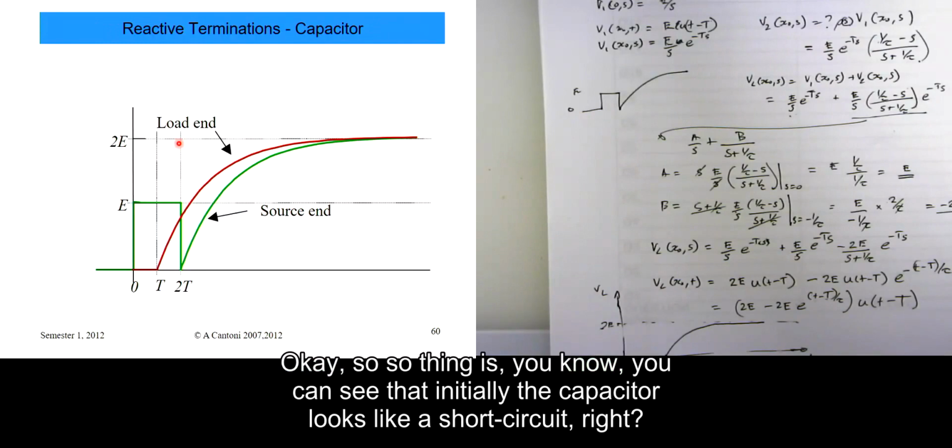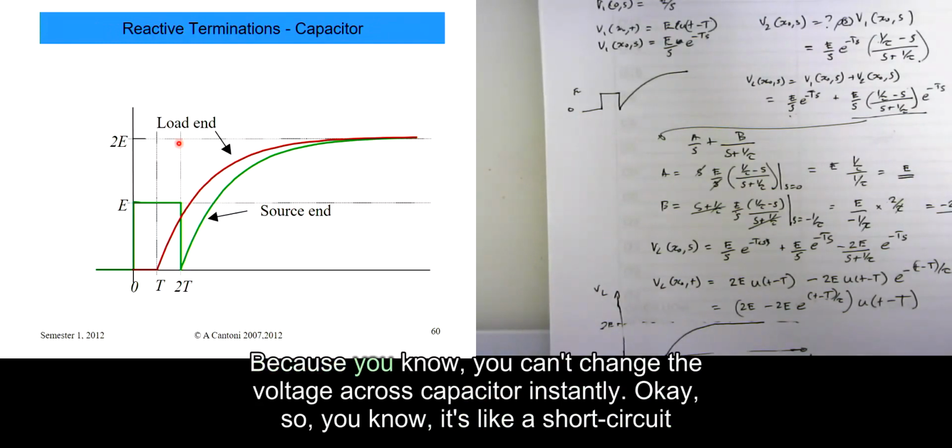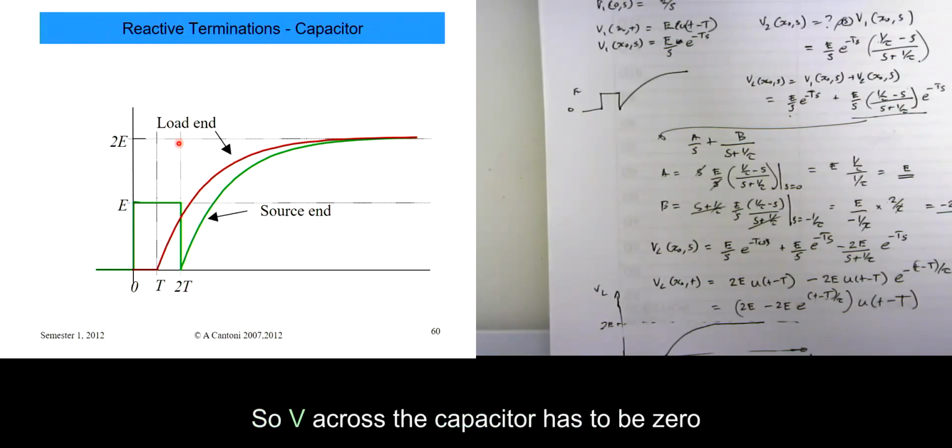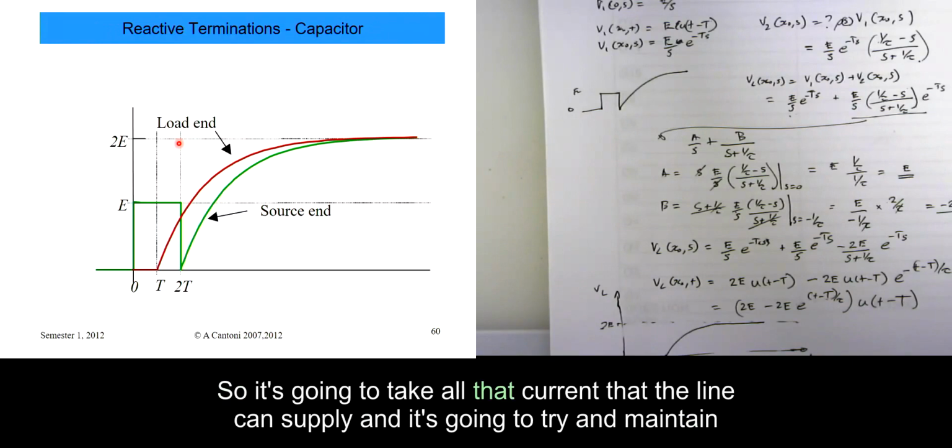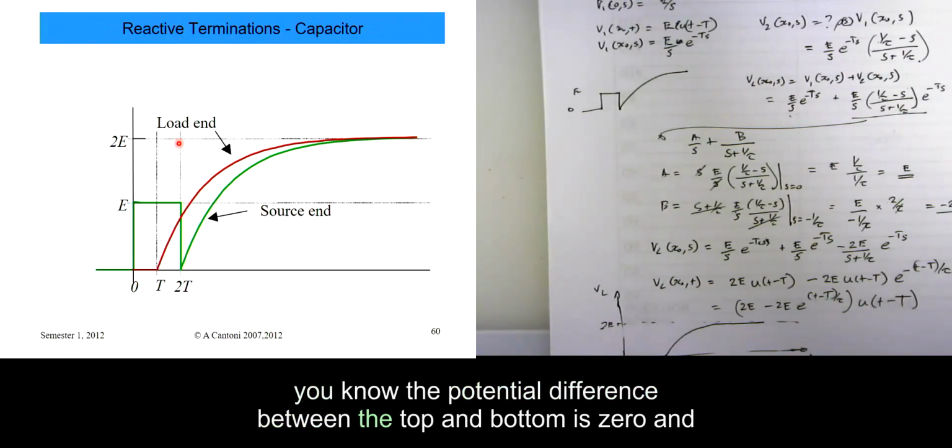So you can see that initially the capacitor looks like a short circuit, because you can't change the voltage across a capacitor instantly. So it's like a short circuit, so V across the capacitor has to be 0, so it's going to take all that current that the line can supply, and it's going to try and maintain the potential difference between the top and bottom as 0.